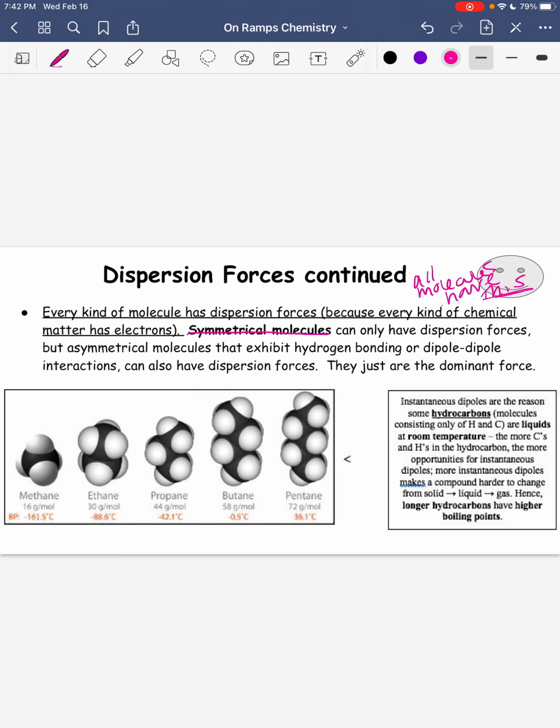And as we see, the molecules get bigger. So we go from methane, which has 1 carbon, to pentane, which has 5 carbons. They increase in boiling point. So we go from a boiling point of negative 161.5 to a boiling point of 36.1. So we have an increase in boiling point because we had an increase in mass, which gave us an increase in dispersion forces.